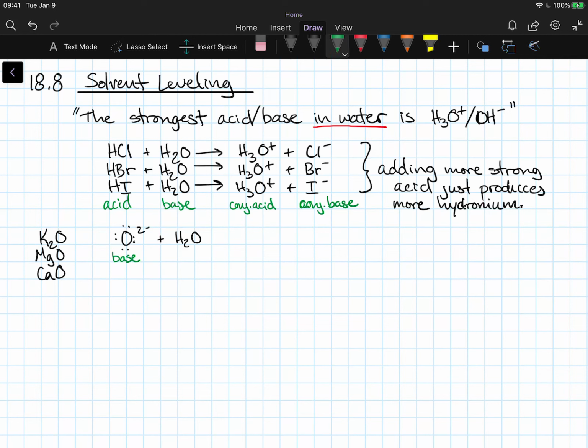This is going to accept a proton from water, so that makes it the base, and water is going to donate a proton, so it's the acid in this case. And again, this is strong, so it goes completely, and what we end up getting is 2 moles of hydroxide. The oxide takes a proton from water, and that leaves both of them with 1 proton, so we have 2 moles of hydroxide. So again, as you can see, adding anything stronger than water just produces more hydronium or hydroxide.